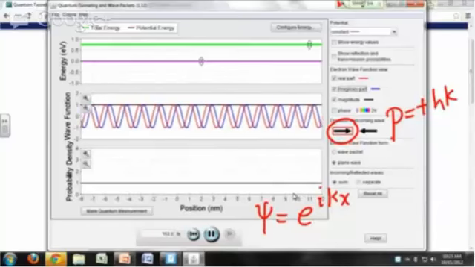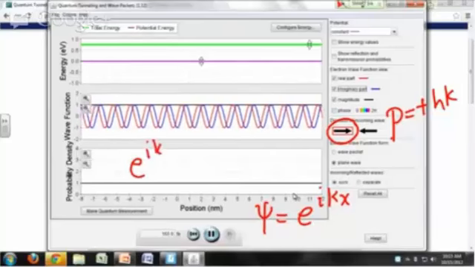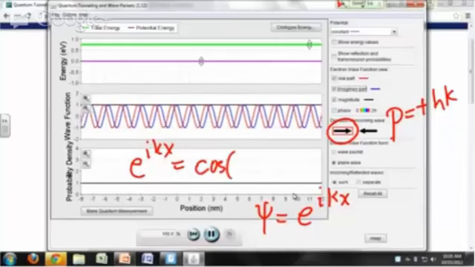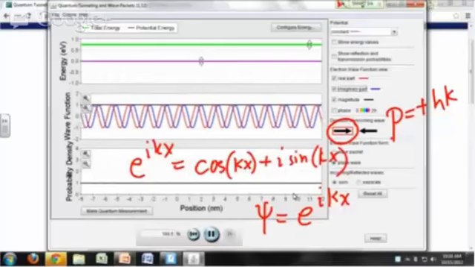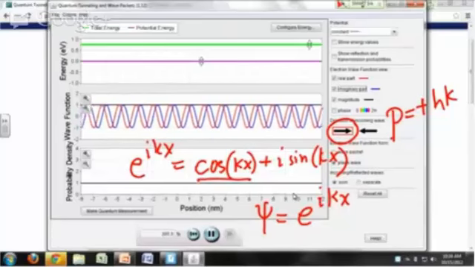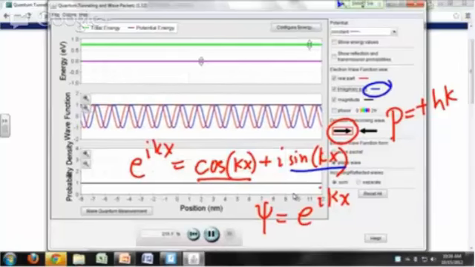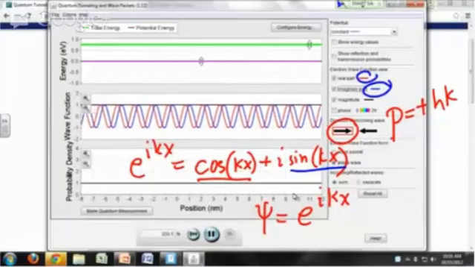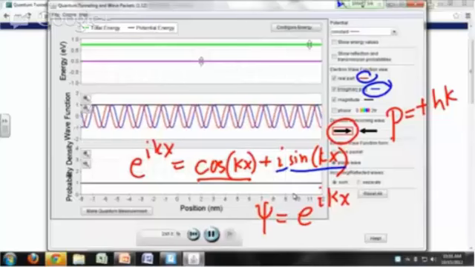Okay. And what do these functions look like? Sine and cosine functions, right? e to the i k x is nothing more than what? Euler formula. This is cosine kx plus i sine kx. So you have a cosine function. The real part is cosine kx. The imaginary part is sine kx. So the blue curve is sine kx, and then the red curve is cosine kx. All right. So if you add those two together and multiply sine kx by i, you get your actual psi.